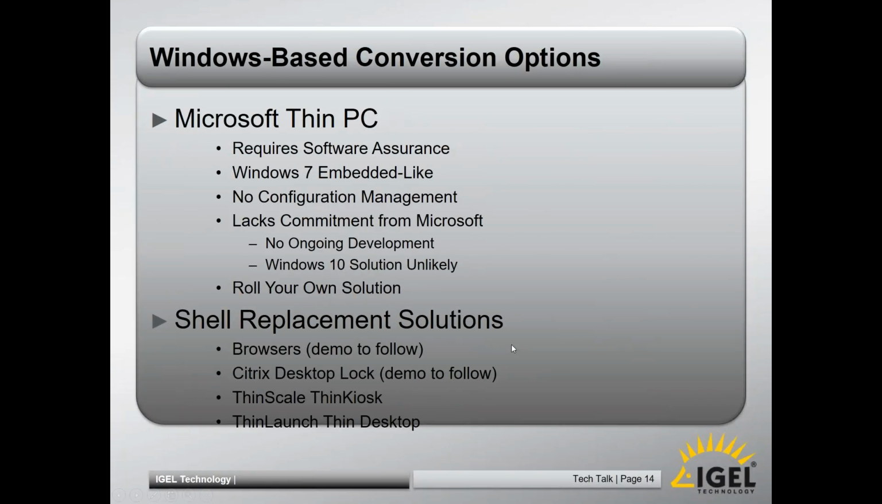The other Windows replacements, and I'm going to show you 2 options for that, are shell solutions. So I'm going to show you an option where you actually take a browser and you auto launch the PC, auto log in, and launch a browser full screen. That's one option I'm going to show you. The other is the desktop lock. There's ThinScale as well as ThinLaunch, which are other Windows conversion applications that run and replace the shell of the normal Windows Explorer shell.